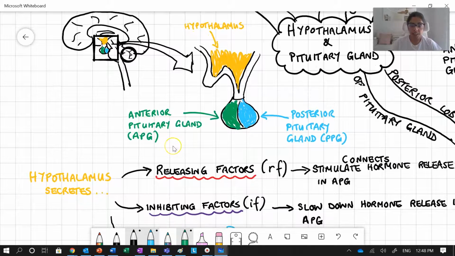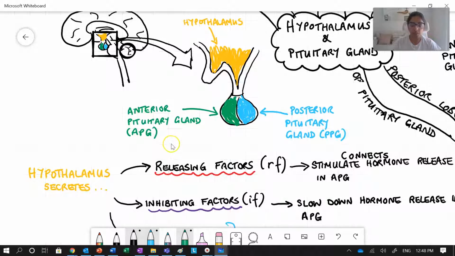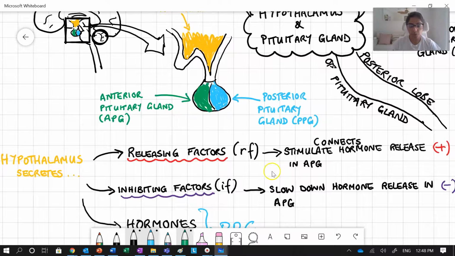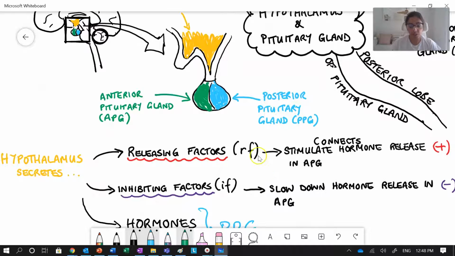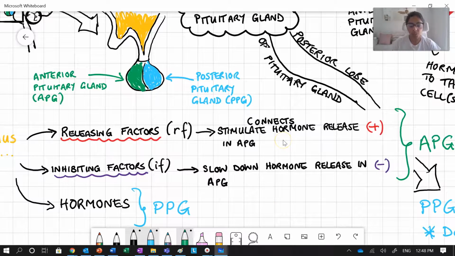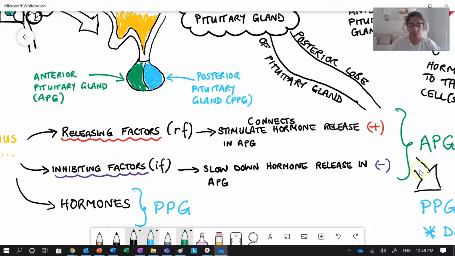The hypothalamus, in relation to the endocrine system, does a number of really important functions. The hypothalamus itself secretes releasing factors, sometimes abbreviated to RF, and inhibiting factors, abbreviated to IF. Now, as their names suggest, they help to regulate the concentration of hormones secreted by the anterior pituitary gland. So it's important that we associate releasing and inhibiting factors with the anterior pituitary gland.